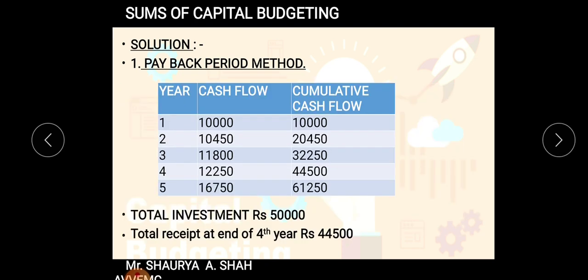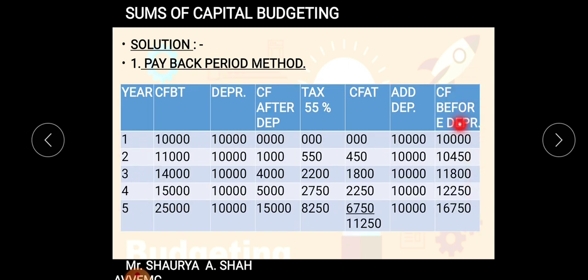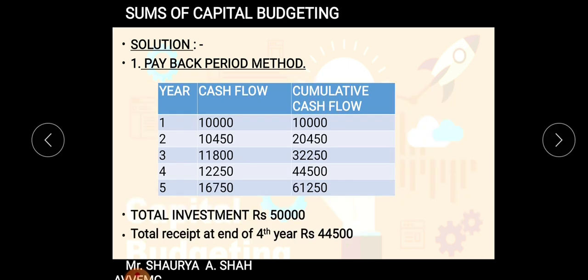So same as we did in the last sum, that is the fluctuating method. We need to find out the estimated cumulative cash flows. How will we find them? You need to again write down the years, then the cash flow, that is your cash flow before depreciation. In that cash flow before depreciation, you need to do the cumulative.